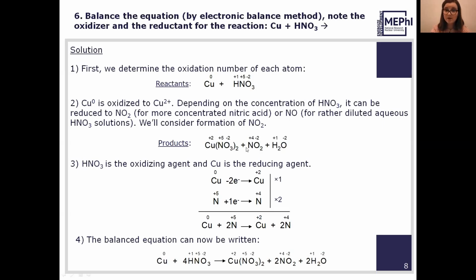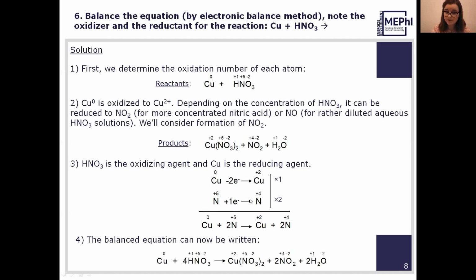So the oxidation number of copper in copper nitrate is +2, and the oxidation number of nitrogen in copper nitrate is still +5, so it doesn't change in this case. Then the oxidation number of nitrogen in nitrogen dioxide is +4, and the oxidation numbers of hydrogen and oxygen do not change at all. So we just write the elements changing their oxidation numbers. Copper changes from 0 to +2, and in order to do this, copper loses 2 electrons. And to change its oxidation number from +5 to +4, nitrogen adds 1 electron.